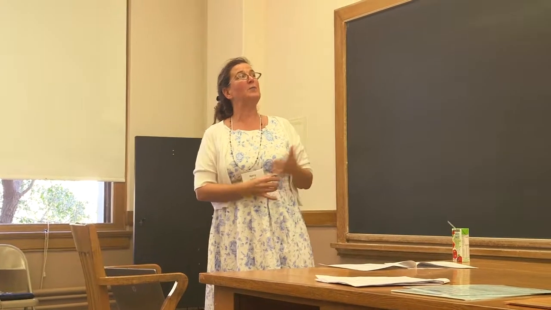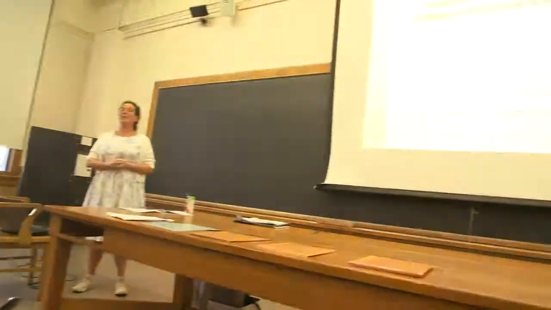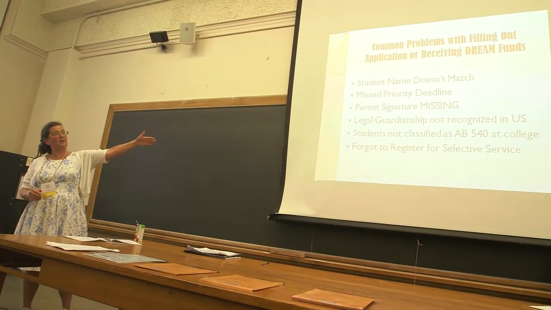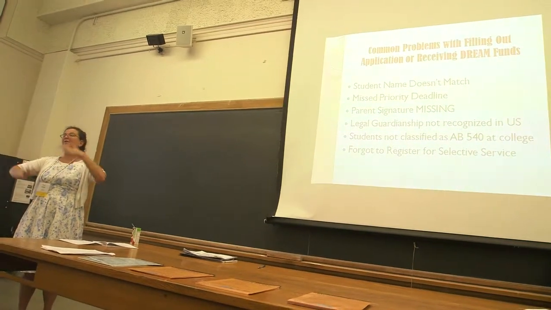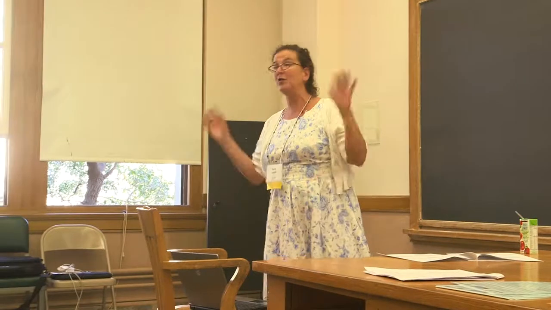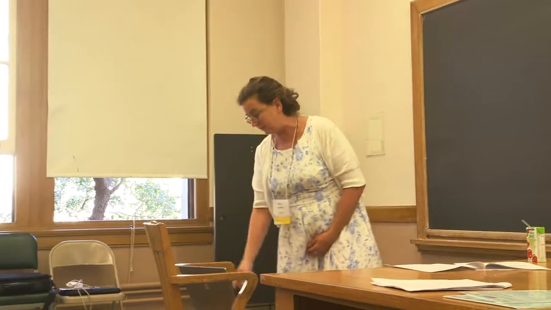Also, just missing the deadline's bad. They don't have the parent's signature. Legal guardianship, it's like from another country, the way that I was explaining before. And then they're not classified as AB 540 students, so they forget to register, so the funds can actually come out once the application has been processed. So if you guys know about these up front, then you can help your students to make sure that they don't go through these pitfalls and their application can be successfully processed.